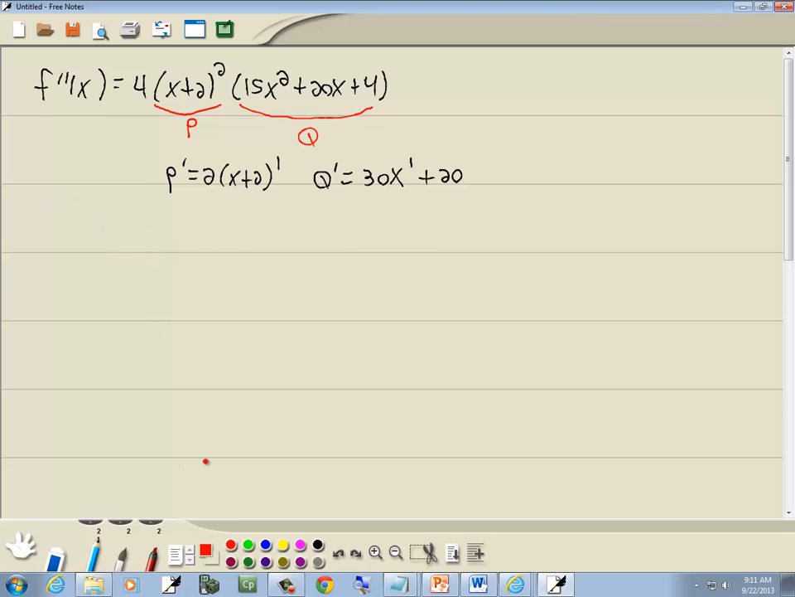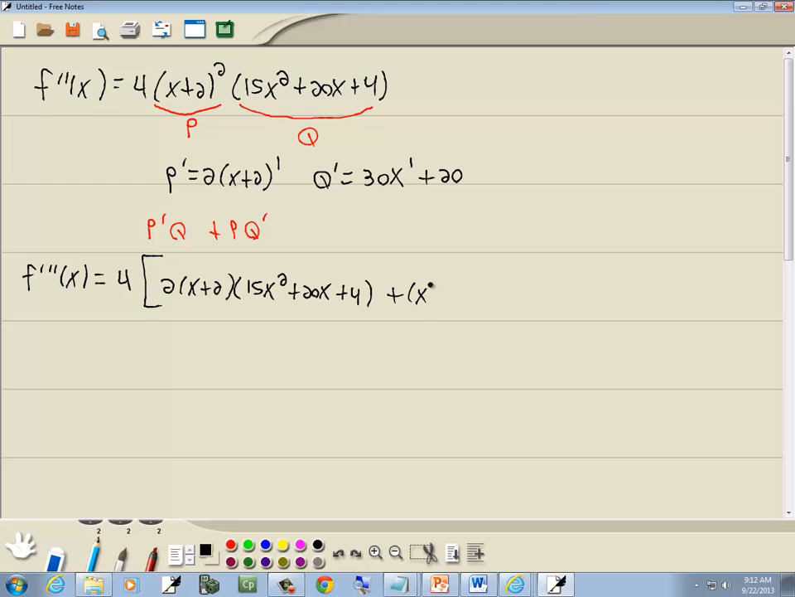So our formula says P prime Q plus P Q prime. So for our third derivative, 4 just stays completely out in front. P prime, that's 2 times x plus 2, times Q, which is 15x squared plus 20x plus 4, plus P, which was x plus 2 squared, times Q prime, which is 30x plus 20.